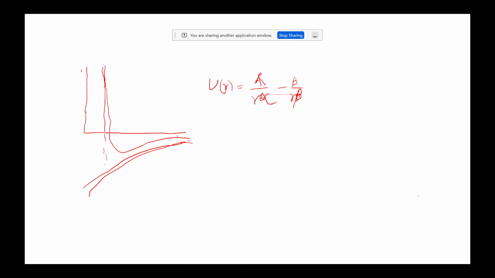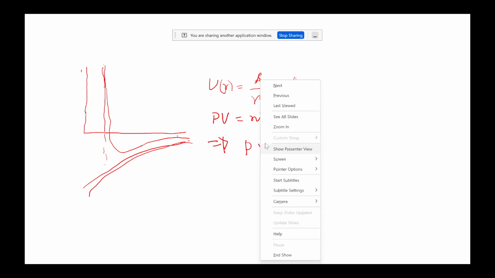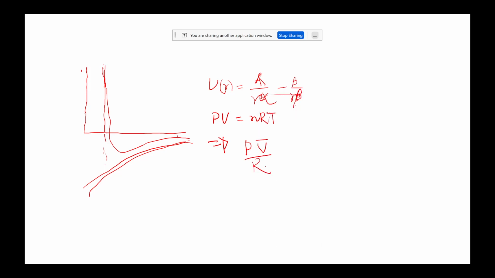Just for completion, I'm going to rewrite this. For an ideal gas, the equation was PV equals nRT. If you write it like this, P V prime by RT is 1, where V prime is V by n. From the previous assignments, I can ask a quick question: is this V prime extensive or intensive? Intensive, because it is a ratio of two extensive properties.